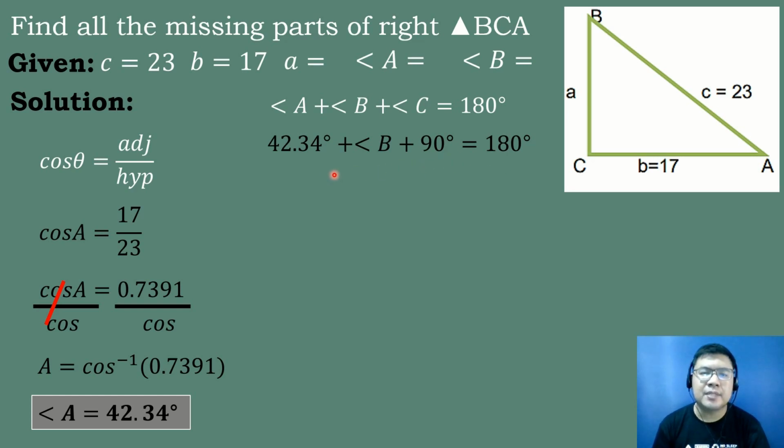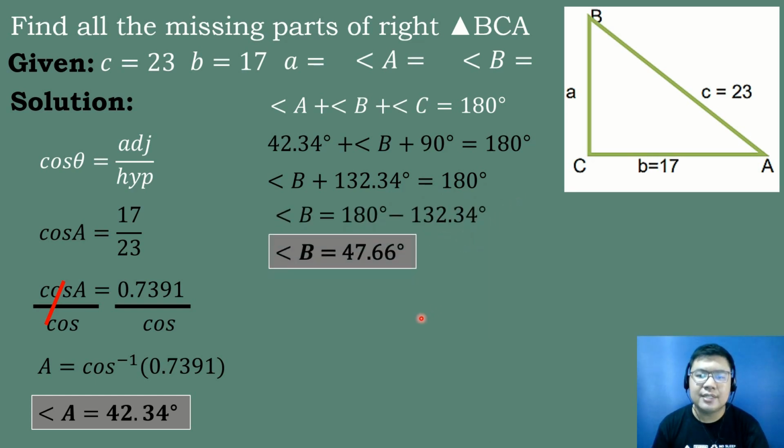So 90 plus 42.34 is equal to 132.34. Bring down angle B equals bring down 180 degrees. Transpose positive 132.34. Positive, it will become negative. So we have 180 degrees minus 132.34 is equal to 47.66 degrees. So the measure of angle B is equal to 47.66 degrees.